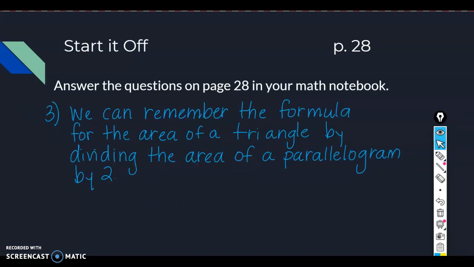Question number 3 asks, how might you use the relationship to help you remember the formula for the area of a triangle? We can remember the formula for the area of a triangle by dividing the area of the parallelogram by 2, since the parallelogram consists of 2 triangles.